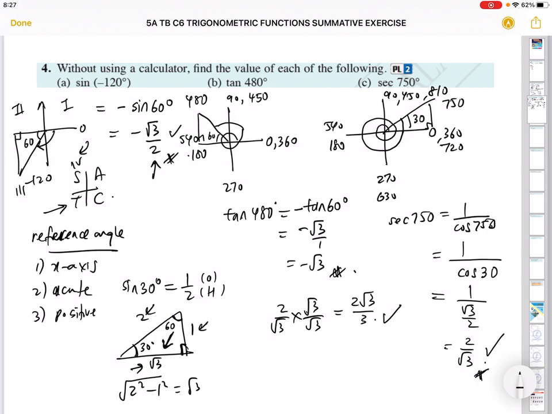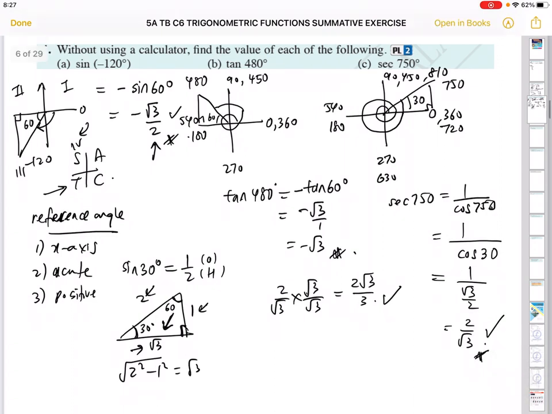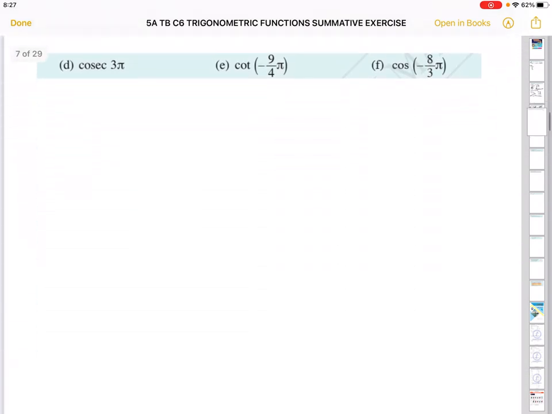Alright, that's number 4. We haven't finished yet. We still got part D, E, and F. Okay, the difference is now the angles are in radian. Okay, you're familiar with degree, but this is in radian. Now, the first thing is cosecant. Okay, what do I do with this cosecant?